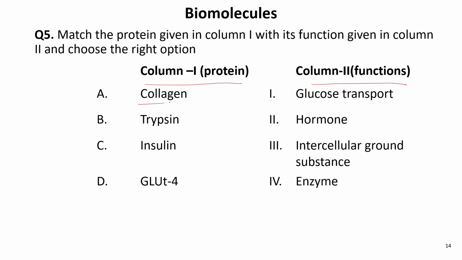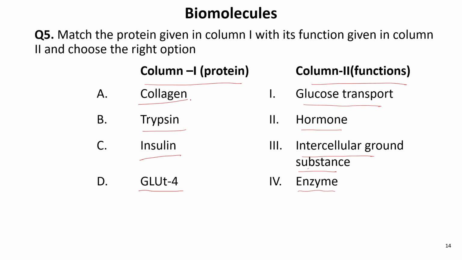Collagen, it is a protein. Trypsin, it's an enzyme which is a protein. Insulin, this is a hormone which is made up of a protein. And GLUT4, this is also a protein which is present in the plasma membrane as an intrinsic protein. Now function: glucose transport, hormone, intercellular ground substance, and enzyme.